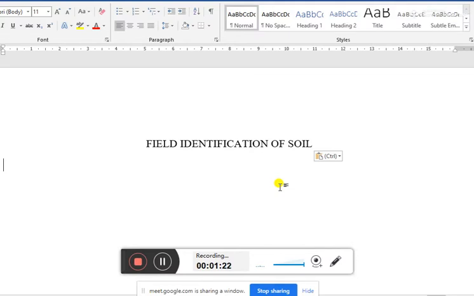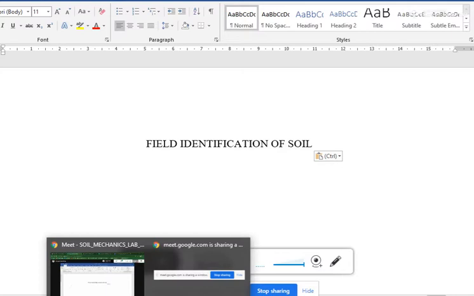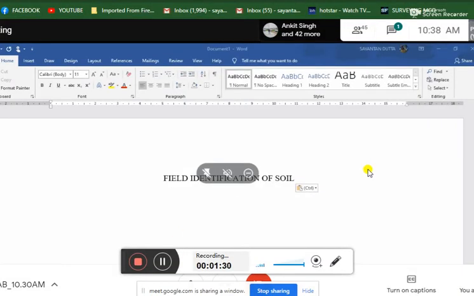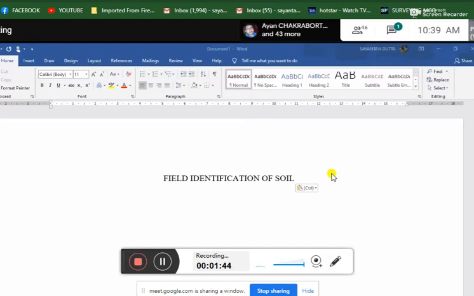Today I'll study and understand how to identify the soil in field. From the name itself, you can understand that this is one field test. The tests are very simple but very important for field identification of soil. Obviously, we have to go to the field to better understand the soil, but due to the weather condition, we'll perform the test in lab with some soil collected from field.